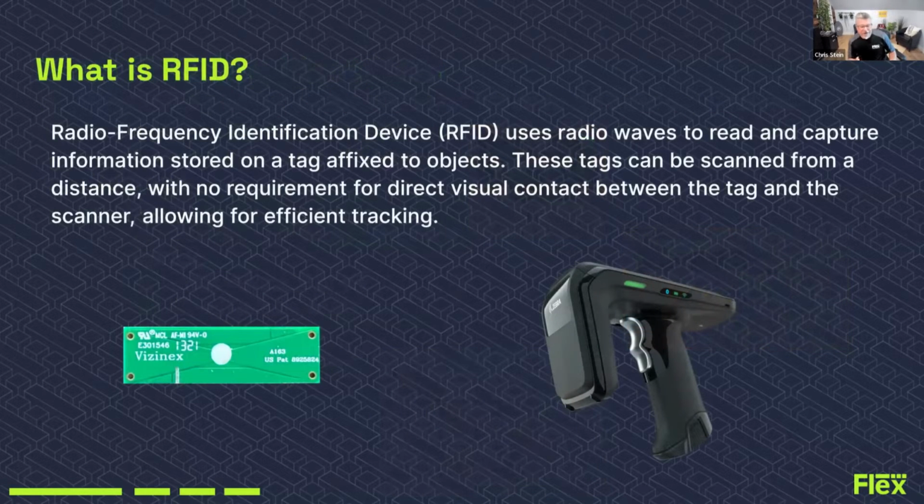So what is RFID? The gist of RFID is there is a tag that's attached to an asset, and that tag can be scanned from a distance, and it's not required to have direct visual contact. And so it allows for faster capture of asset identifiers.